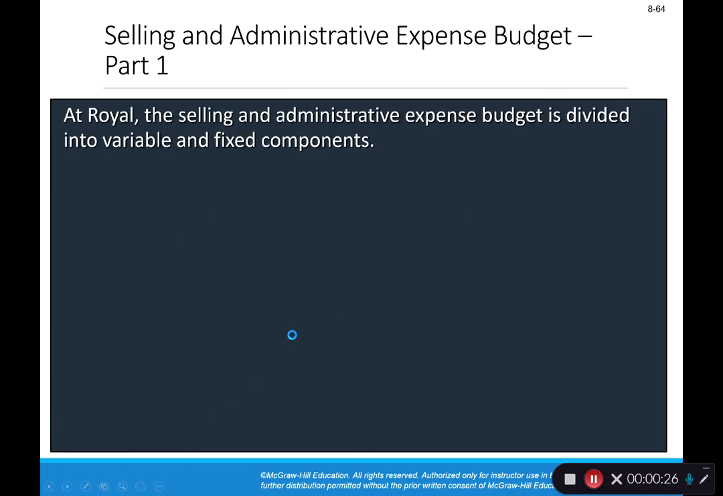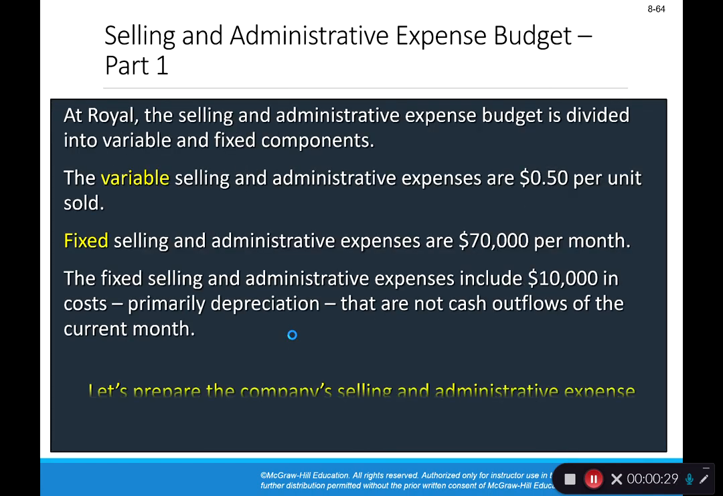So we're going to have some assumptions here. The selling and administrative is broken up into variable and fixed. The variable selling is 50 cents a unit. Fixed is 70,000 a month. And the fixed includes 10,000 of depreciation. Why do we care? Because remember, those are not cash outflows. So they won't be affecting any cash disbursements.